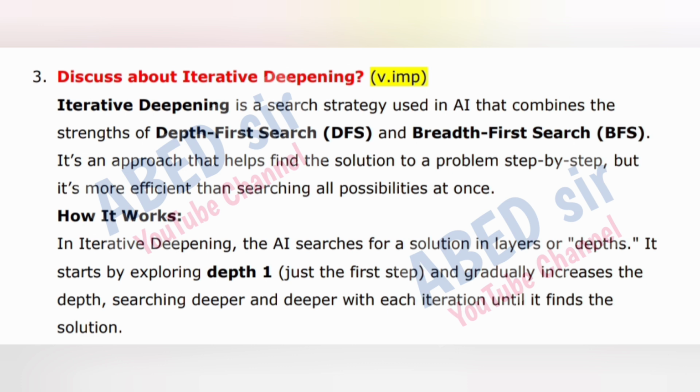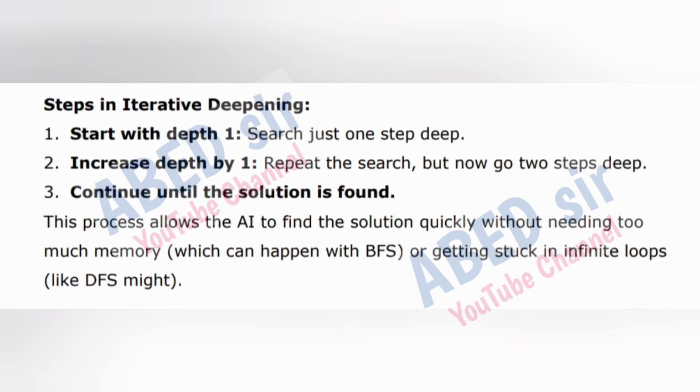In iterative deepening, the AI searches for a solution in layers or depths. It starts by exploring depth 1, just the first step, and gradually increases the depth, searching deeper and deeper with each iteration until it finds the solution. Steps in iterative deepening. 1. Start with depth 1. Search just one step deep. 2. Increase depth by 1. Repeat the search, but now go two steps deep. 3. Continue until the solution is found.